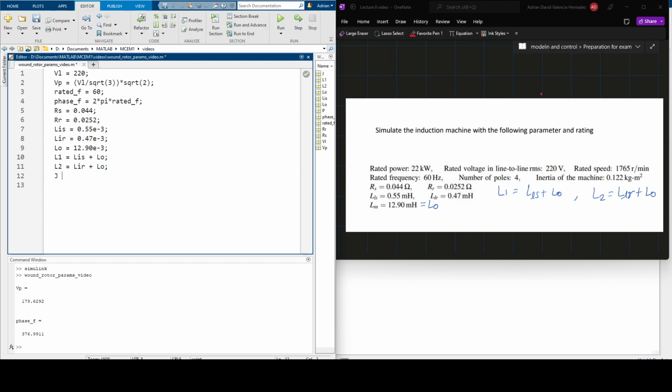They are also telling us that we have a moment of inertia of 0.122, and that we have 4 poles. So this is the number of poles. Okay, so this is the information we can grab from here right now.